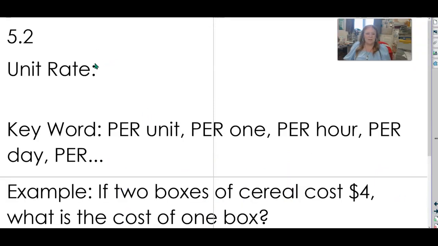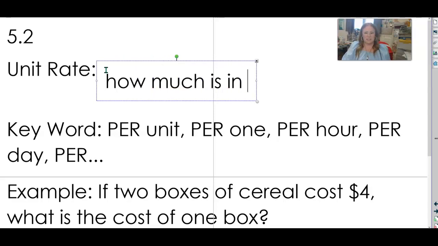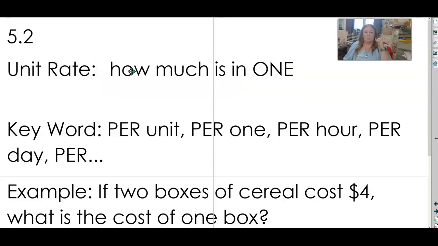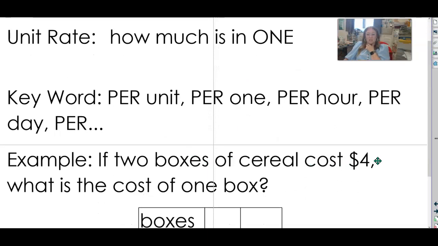So then we also can have a unit rate. The unit rate is going to be how much is in 1. So some things you might hear, per unit. Unit means 1. If I have a unit of something, I have 1 thing. Unit, per 1, per hour, per day, per mile, right? That word per means how much is in 1 thing. So if 2 boxes of cereal cost $4, what is the cost of 1 box?